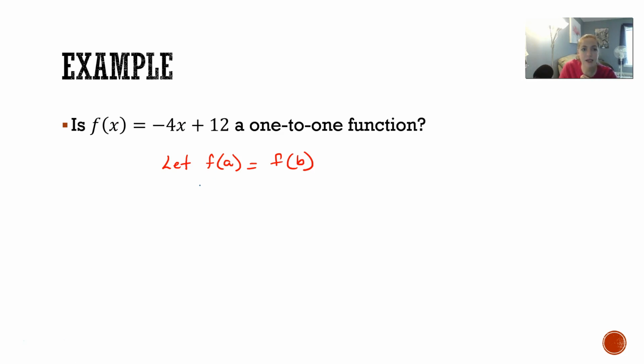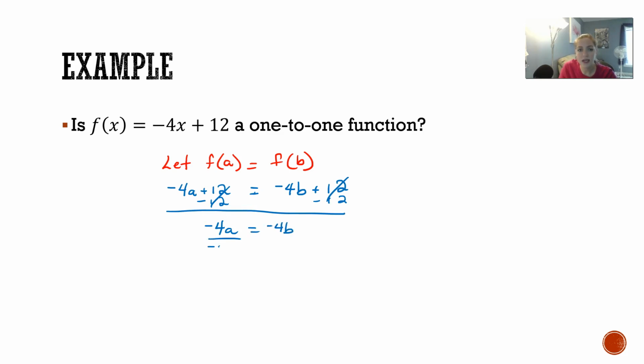So the left-hand side becomes negative 4a plus 12, because I've replaced that x with a. The input is just changing. Same thing with f of b. Change that to b. Then we just use our solving techniques. Subtract 12 from both sides. Cancels out on both sides. So negative 4a equals negative 4b. Divide both sides by negative 4. Boom, boom. We have a equals b. So since a equals b, we have shown that this function is 1-to-1, QED, we're done.